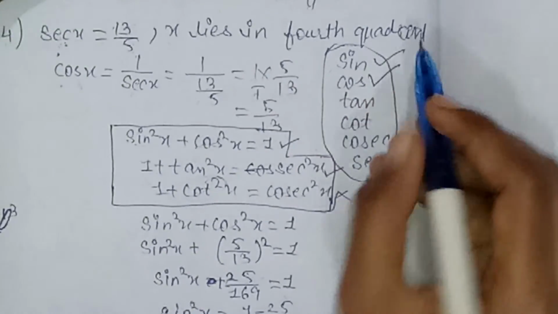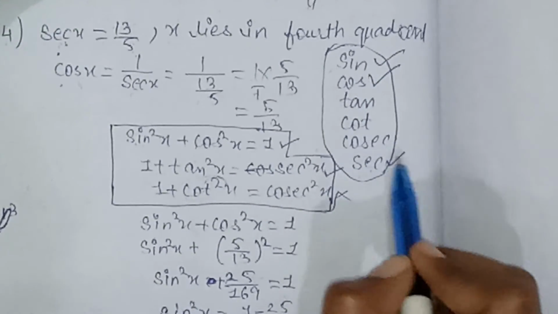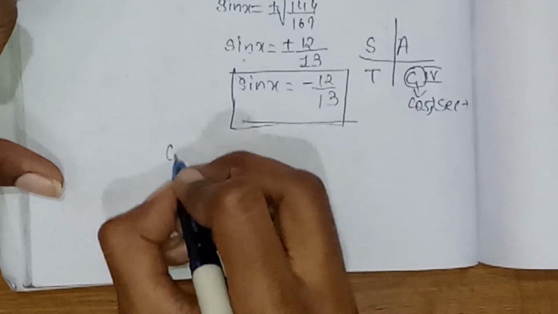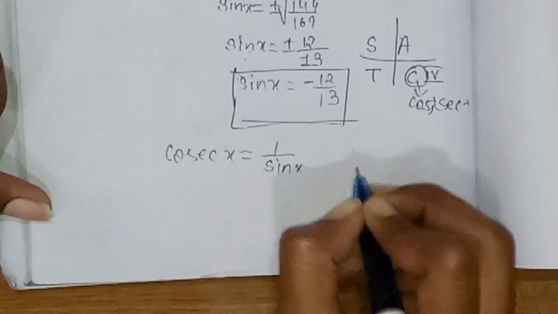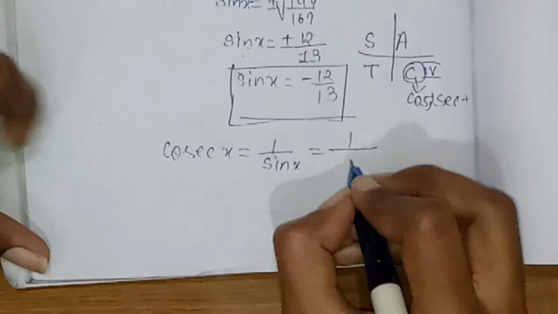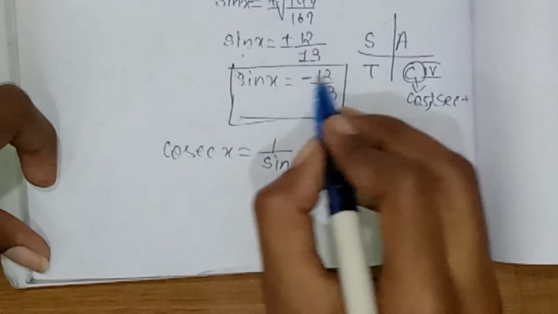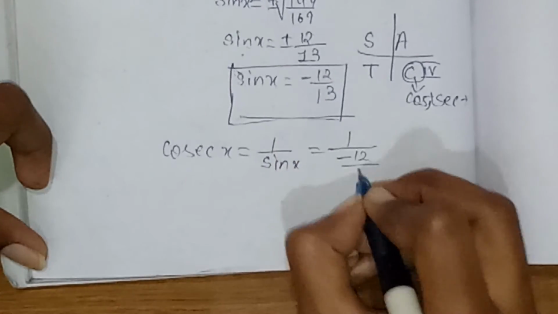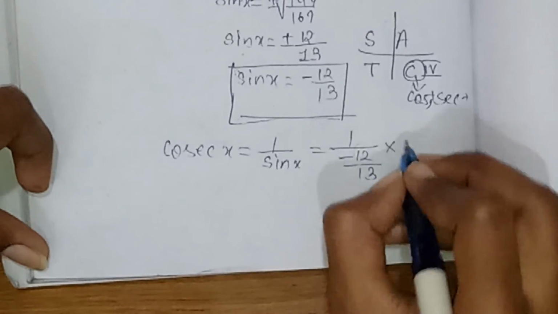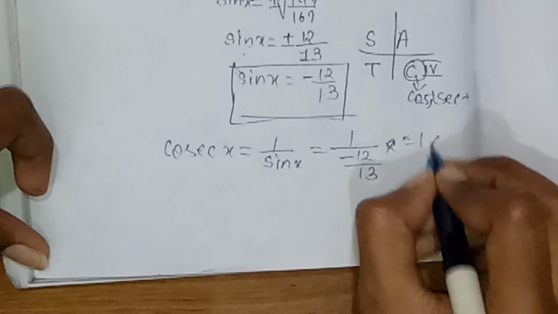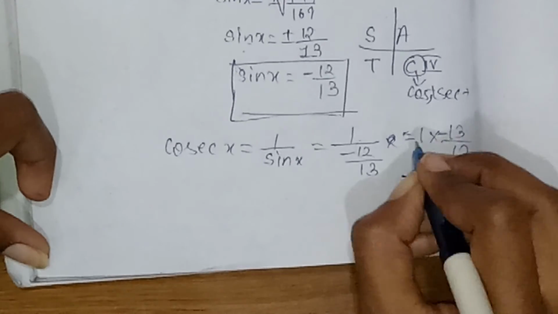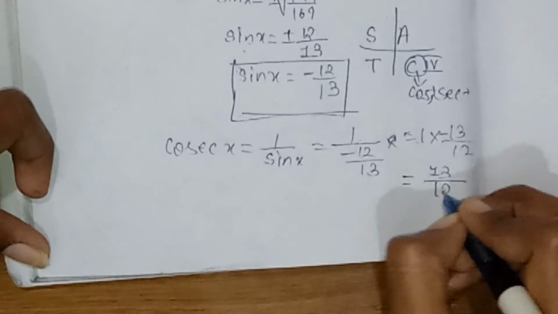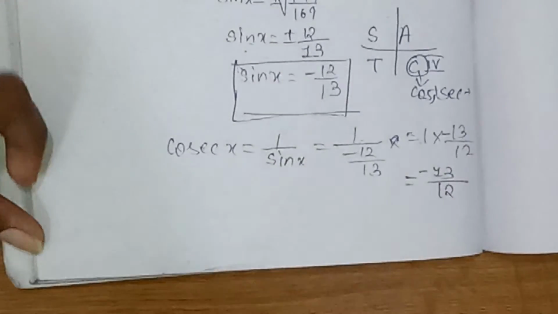When you get the value of sine, automatically we can find the value of cosecant, right? So how are we going to find it? Cosecant x is equal to 1 by sin x. It's a formula, as I've said before. What's the value of sine? Minus 12 by 13. So it becomes the reciprocal, 13 by 12. Minus 1 into 13, 13 by 12, minus. We got the value of cosecant also.